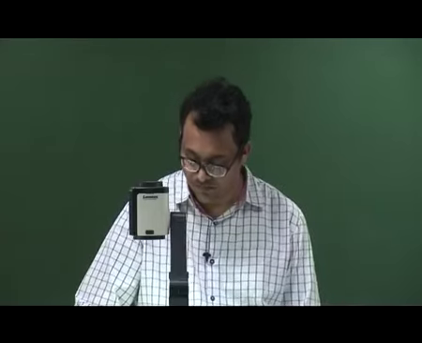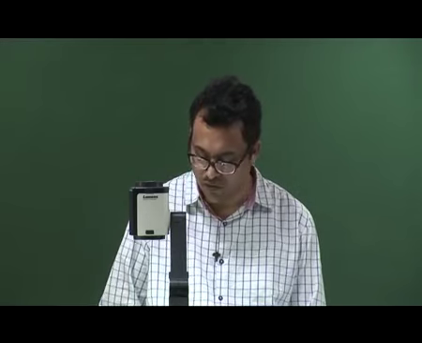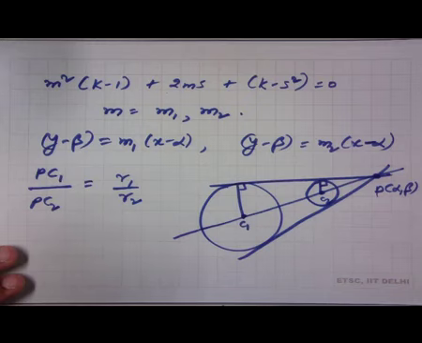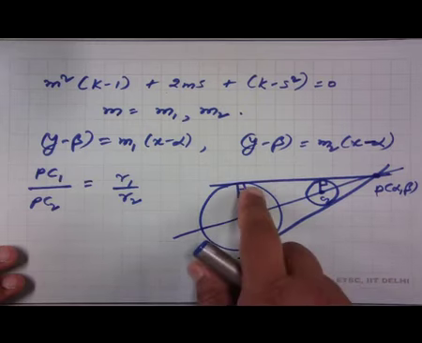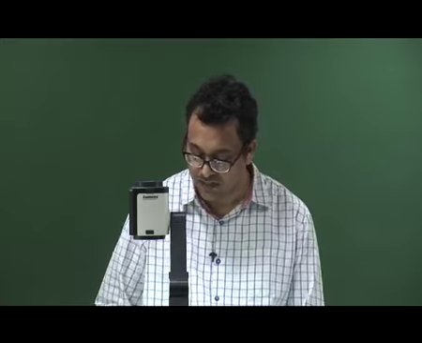In the next lecture, we are going to derive the equation of the transverse common tangents to both the circles, when the circles do not touch each other, neither do they intersect each other.